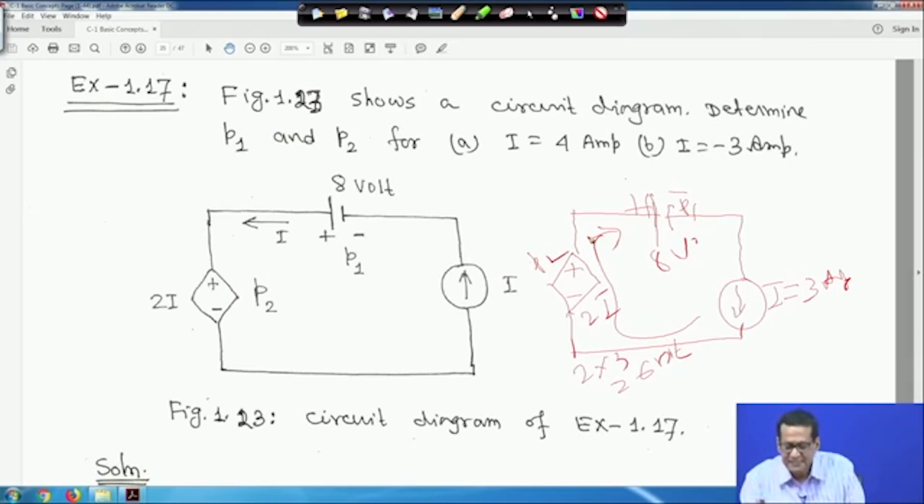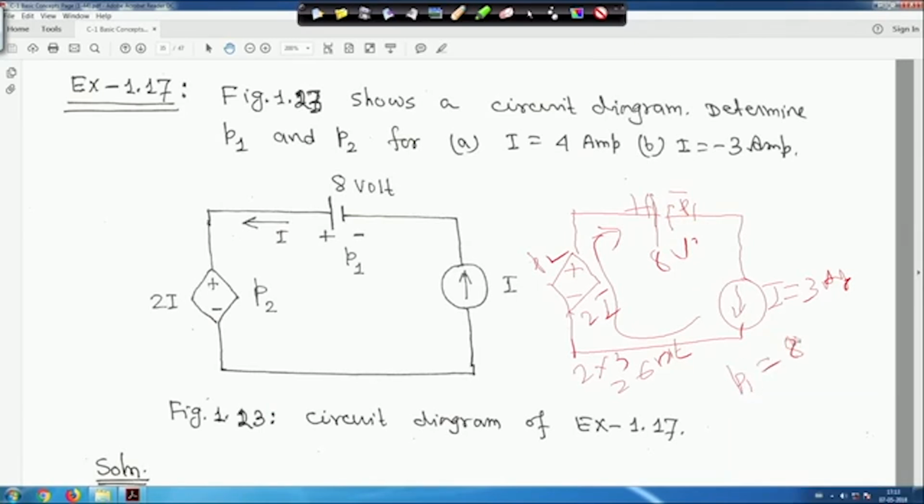In this case 3 ampere current is entering the positive terminal of this voltage source. That means power is absorbed by this voltage source, this is P1. So P1 will be 8 volt into 3, which is 24 watt, right, 24 watt. So this is power absorbed.